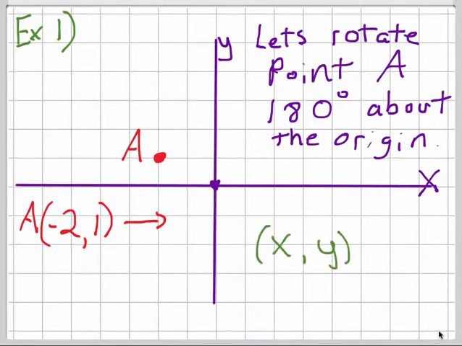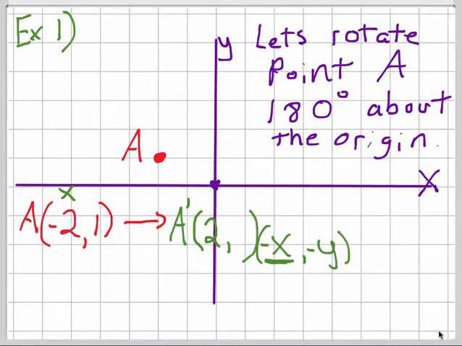Okay, so let's talk about that real quick. You don't have to do anything extravagant except for one thing. You change the sign in front of the X and the Y. So if I look at my X coordinate on point A, and I want my new point A to be rotated 180 degrees, you have to think, what's the opposite of -2? What's the opposite of the X that you have? The opposite of -2 is +2.